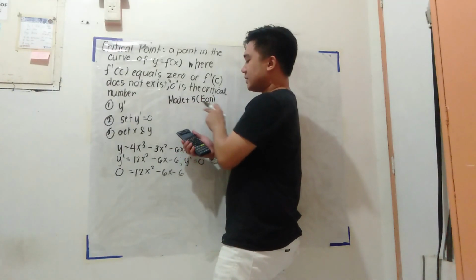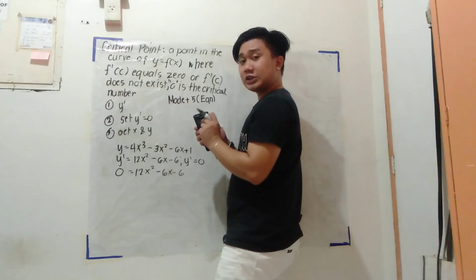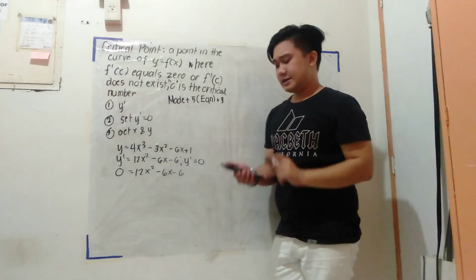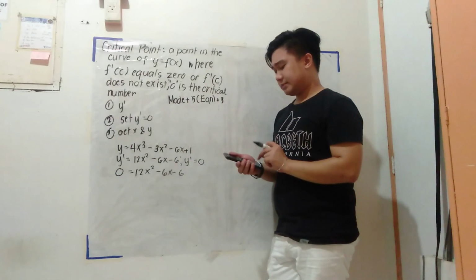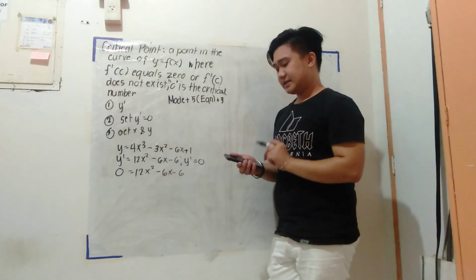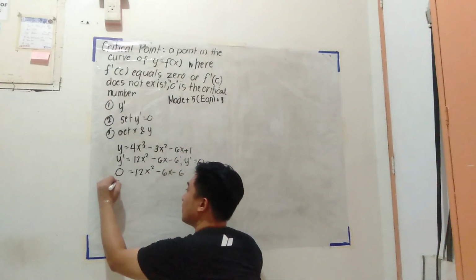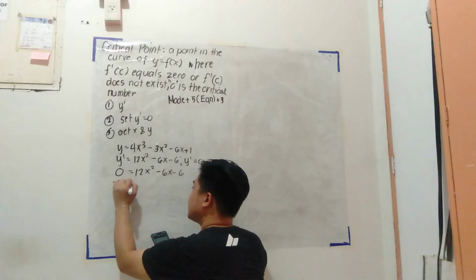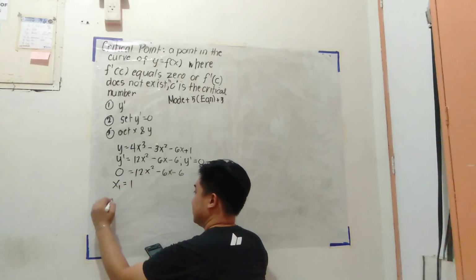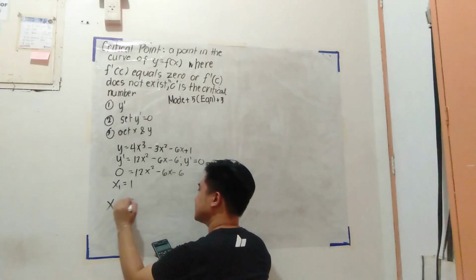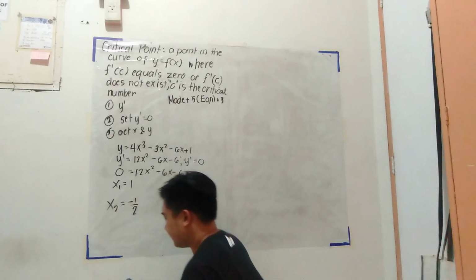So, mode 5 equation, alin yung gagamitin natin? Yung quadratic equation. Option 3. Okay? So, input lang natin, 12, negative 6, negative 6. So, pag pinindot mo yung equal, lalabas si x1, that is 1. And then, pag pinindot mo ulit si equals, lalabas yung isang x, or x2, that's negative 1 half.